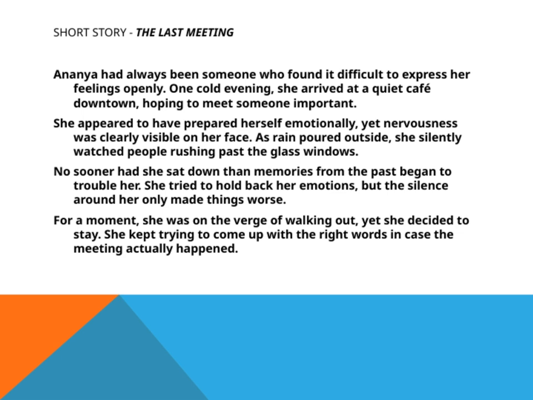Soon after she sits down, memories from her past start to trouble her. That's a common experience. Our minds often bring up old wounds or regrets when we're in sensitive situations. She tries to hold back her emotions, but the silence around her only makes it harder, emphasizing how silence can feel heavy and uncomfortable. At one point, she's on the verge of leaving, which shows her inner conflict.